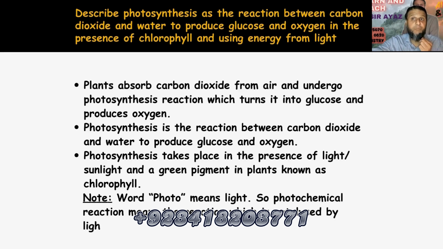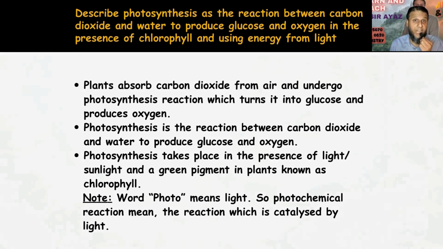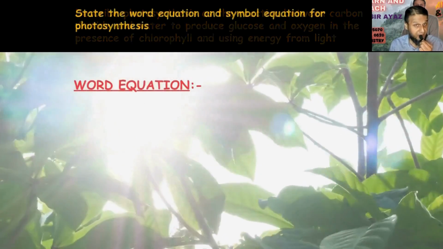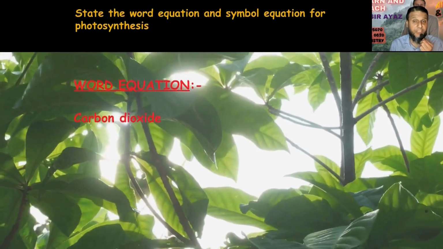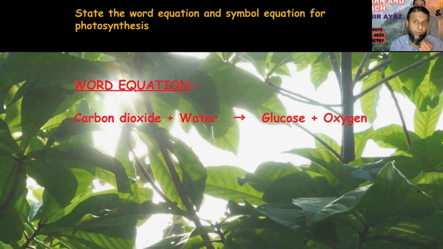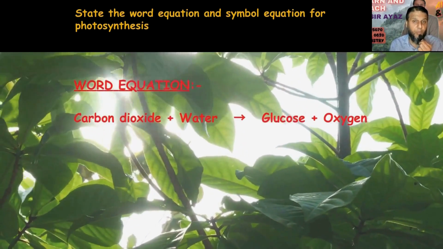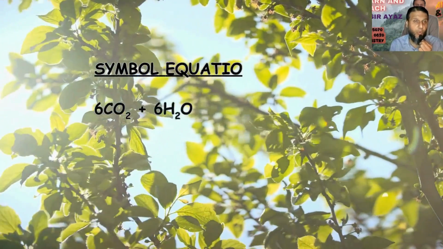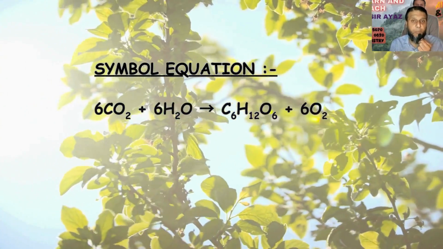Here's the word equation for photosynthesis: carbon dioxide reacts with water to produce glucose and oxygen gas. And the symbol equation for this reaction is 6 moles of CO2 plus 6 moles of H2O gives 1 mole of C6H12O6 plus 6 moles of O2.